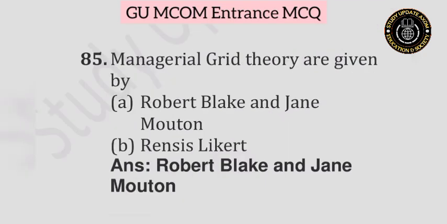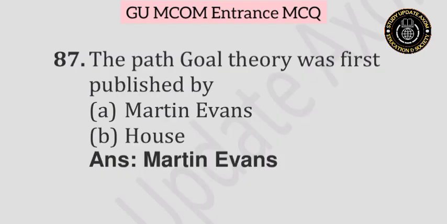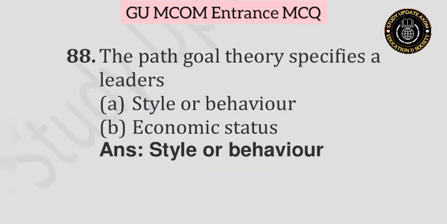Question number 85. Managerial grid theory is given by option A, Robert Blake and Jane Mouton, option B, Rensis Likert. Answer is Robert Blake and Jane Mouton. Question number 86. Path goal theory is based on option A, Vroom's expectancy theory, option B, Maslow's hierarchy theory. Answer is Vroom's expectancy theory. Question number 87. The path goal theory was first published by option A, Martin Evans, option B, House. Answer is Martin Evans. Question number 88. The path goal theory specifies a leader's option A, style or behavior, option B, economic status. Answer is style or behavior.